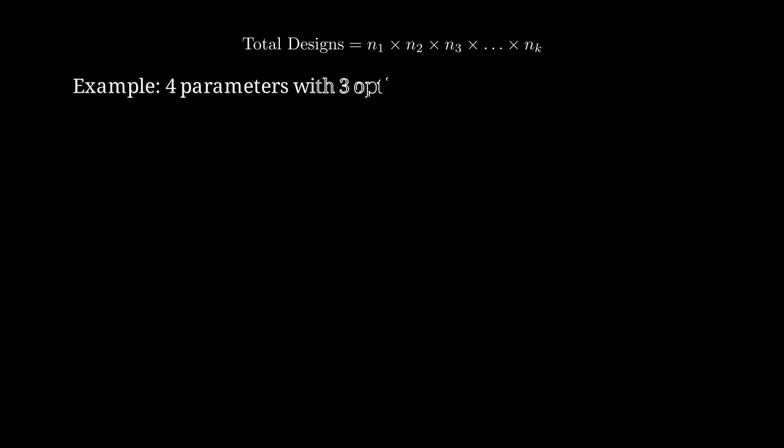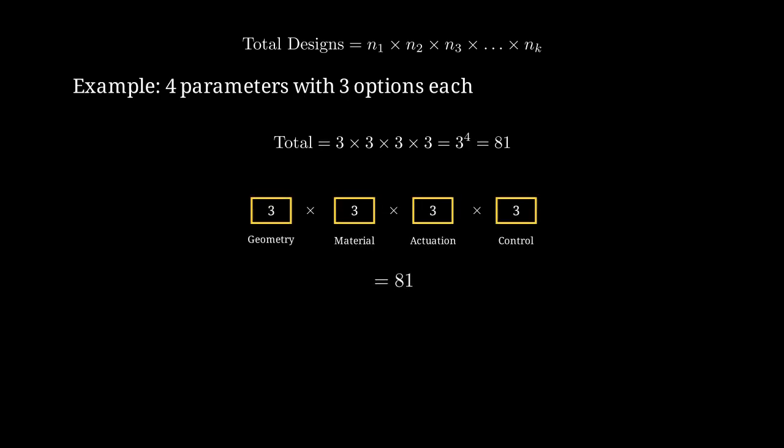Let's consider a concrete example. Suppose we have 4 parameters, and each parameter has exactly 3 options to choose from. The total number of unique designs equals 3 times 3 times 3 times 3, which is 3 to the 4th power, giving us 81 distinct design concepts. Visually, we multiply 3 options for geometry, times 3 for material, times 3 for actuation, times 3 for control, yielding 81 total design combinations. Real morphological matrices often have many more options per parameter, leading to explosive design spaces.